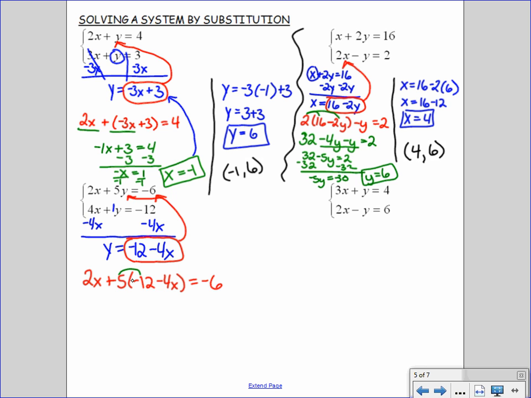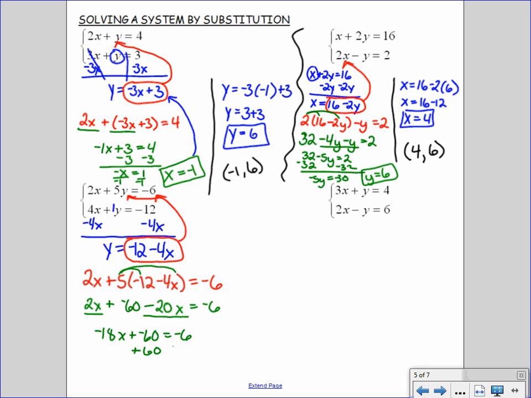Solving this equation, multiple steps. We need to do our distributing. So 2x plus 5 times negative 12 will be negative 60 minus 5 times 4 is 20x is equal to negative 6. We have like terms here that we can combine, remembering to pick up the minus sign. I get negative 18x plus a negative 60 is equal to negative 6.